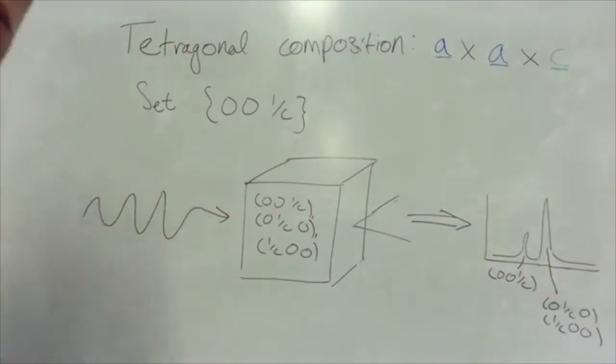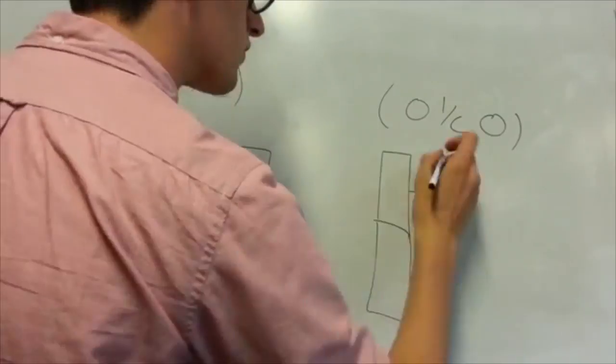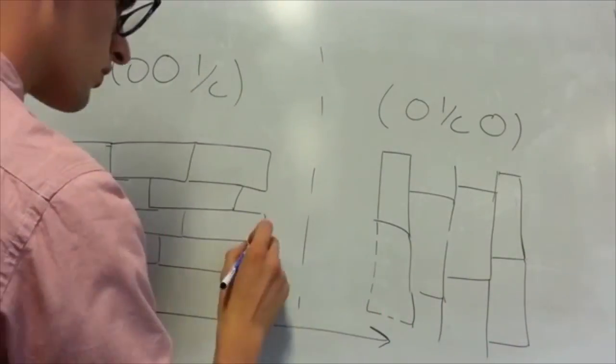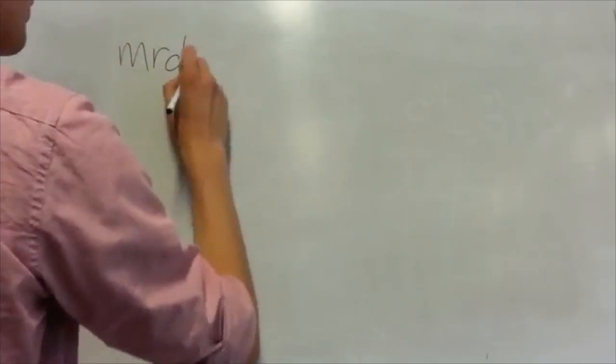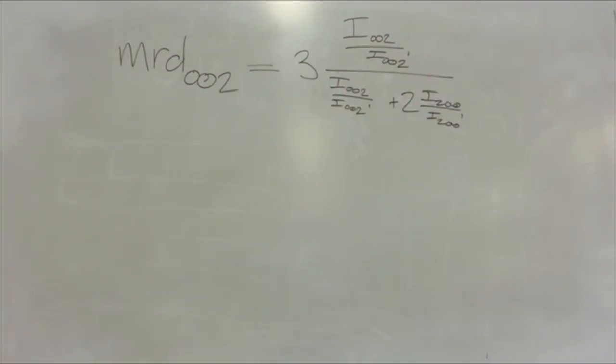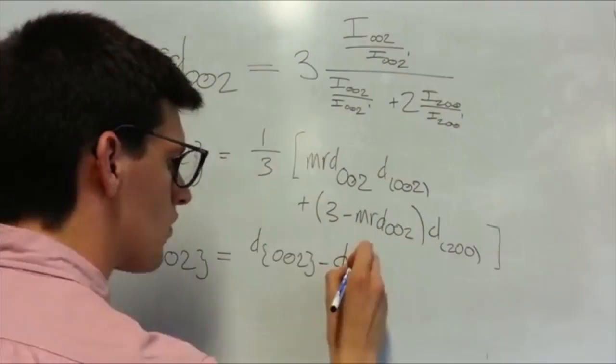To determine the local strain from this set, we must know the relative presence of both orientations. An external electric field can cause a crystal to reorient from one grain direction to another, and one peak then grows at the expense of another. This volume fraction is often calculated as MRD, multiples of random distribution, which is then used to calculate the average lattice spacing and strain of the lattice set.